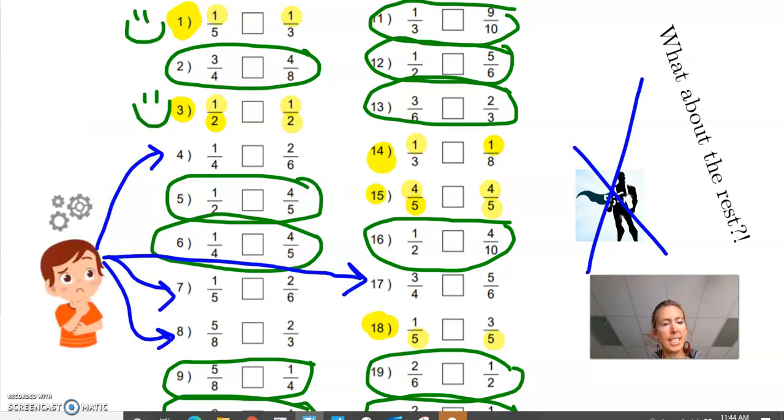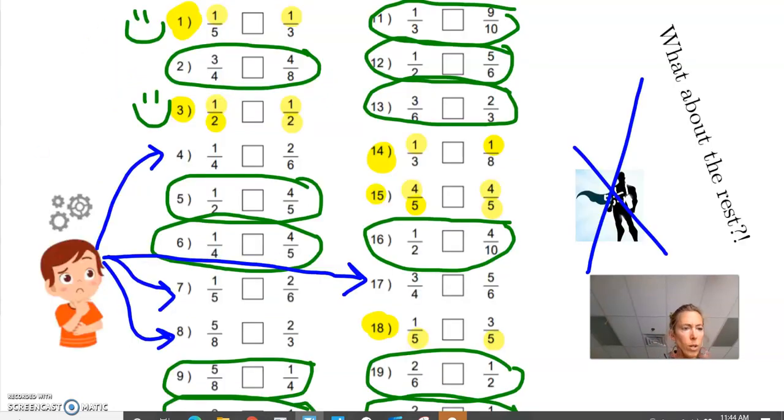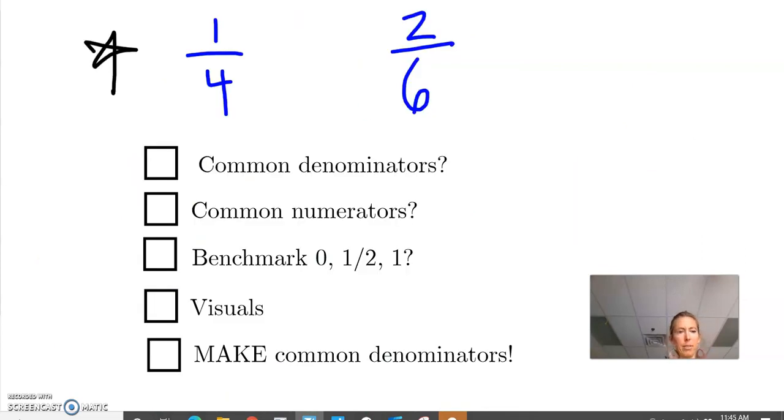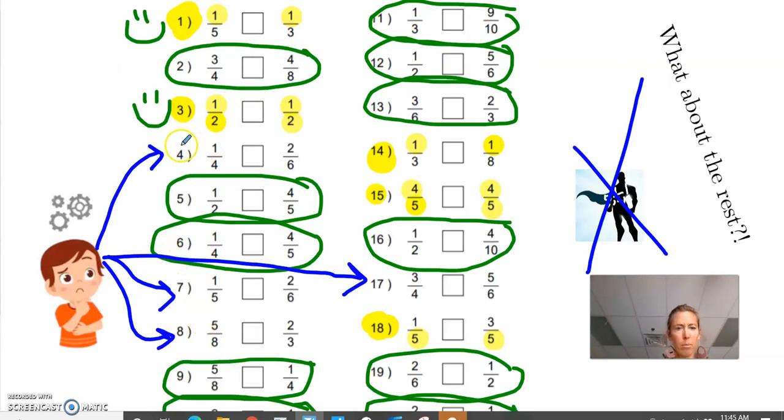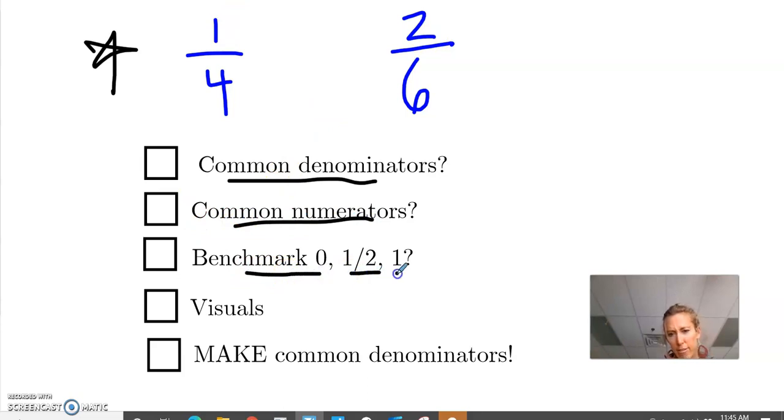But what about the ones that I didn't circle? Like there are some left over. What do we do with these ones if we can't use 0, half, or 1? Or that doesn't work out for us? Well, let's take a look at this one in particular. This one was number 6. Okay, number 6. Or was it? No, it was number 4. Sorry, number 4. 1/4 compared to 2/6. Did I have common denominators? No. Did I have common numerators? No. Can I use the benchmark of 0, a half, or 1?